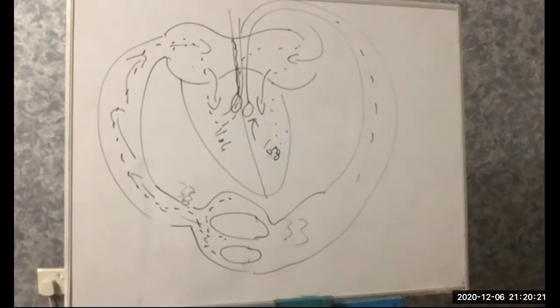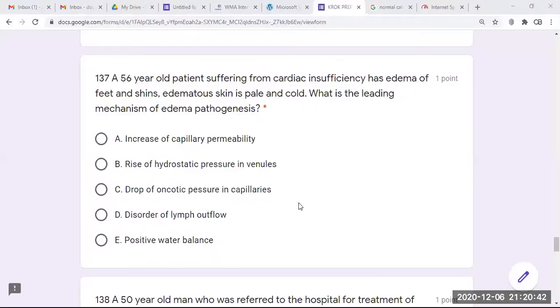So your answer is right. Why the increase in hydrostatic pressure? Because the heart wasn't able to pump blood in the forward direction, into general circulation. So there is a backlog, okay? All right, so let's move on. I believe everybody understands this concept, okay? So let's move on.